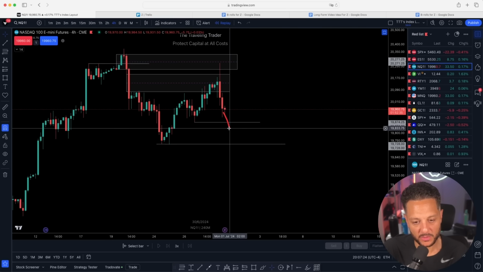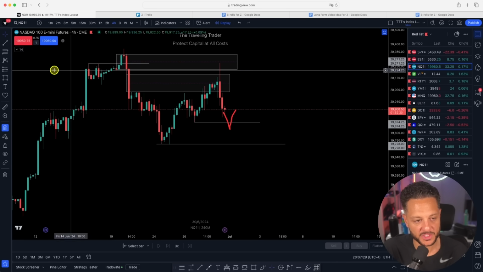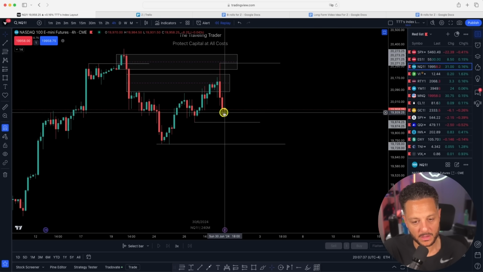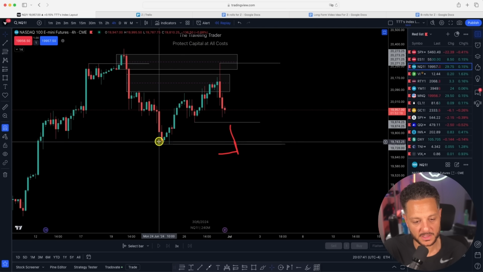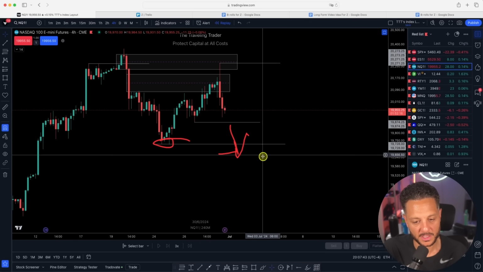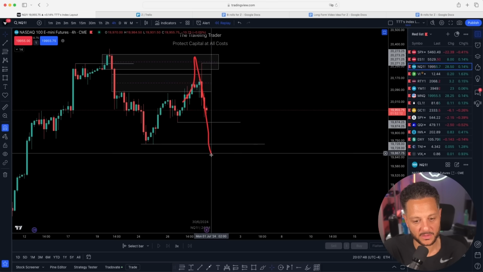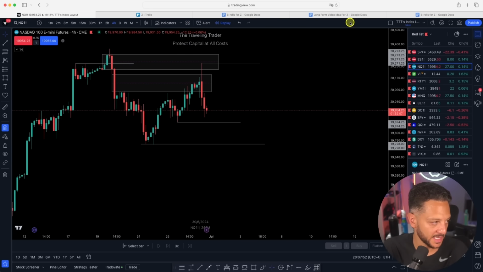So once this interim low is taken, then I want to see if price action pops back above, in which case this interim high would be my draw on liquidity. Or if it continues, then I would wait to see if these equal lows are my draw on liquidity. But that's it. The market is just a series of taking liquidities. Liquidity here, liquidity here, liquidity here. And that's how the market zigzags and moves.